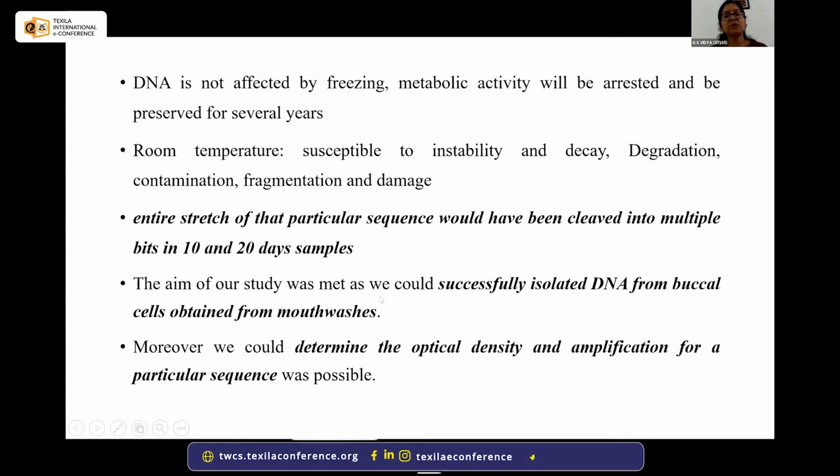So the aim of the study was met as we could successfully isolate DNA from buccal cells obtained from mouthwashes. Moreover, we could determine the optical density, and amplification for a particular sequence was possible, which was the PAX9 low molecular weight gene here.